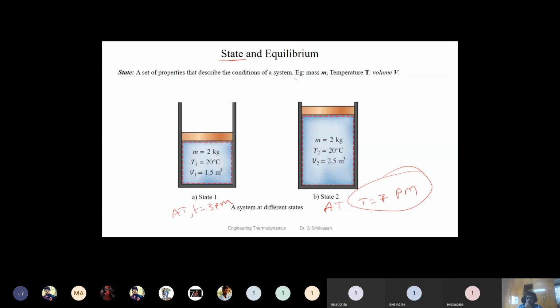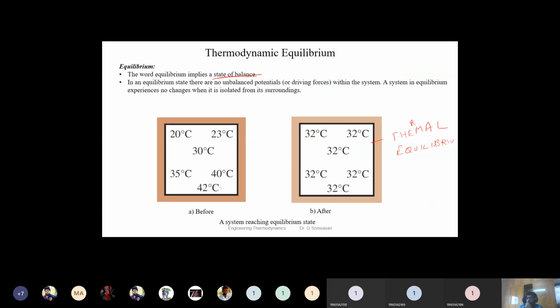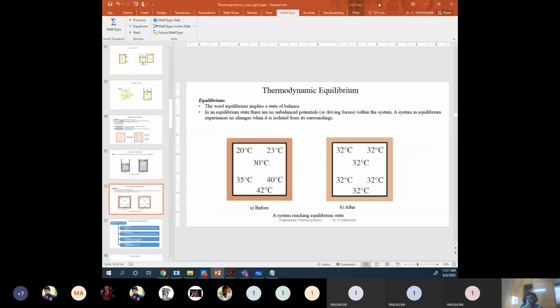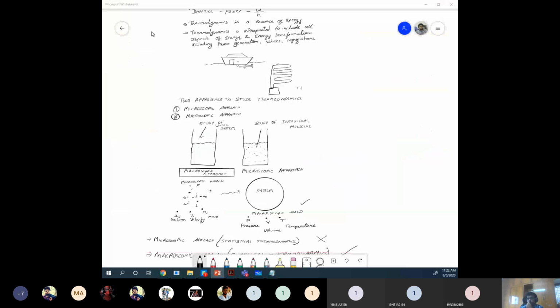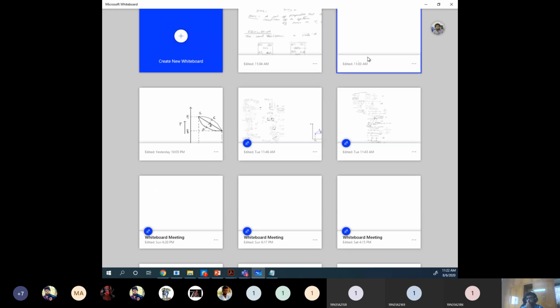After that, let's start looking at the types of equilibrium. Today we'll start with types of equilibrium. Let me take a new whiteboard. Okay, so we'll start with the types of thermodynamic equilibrium.